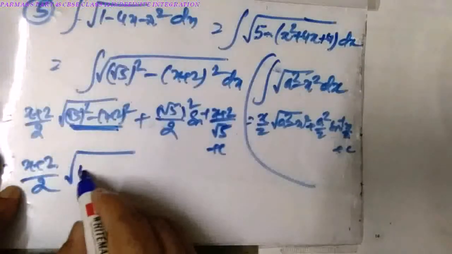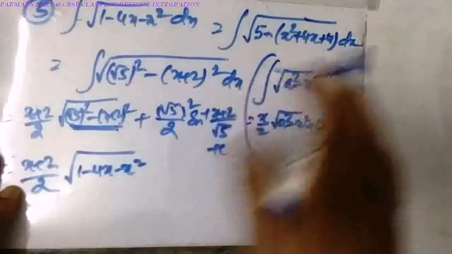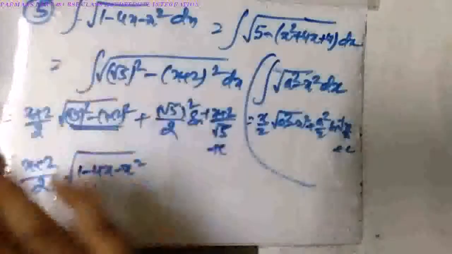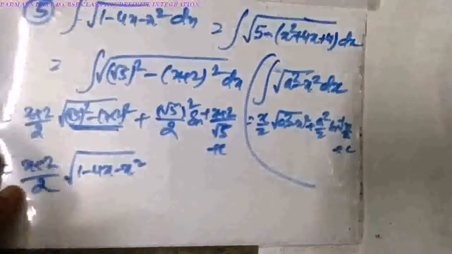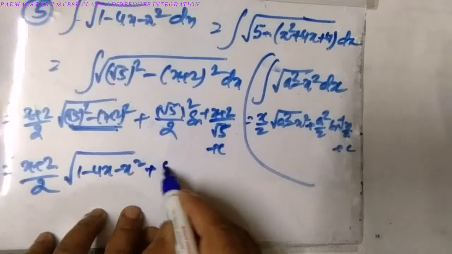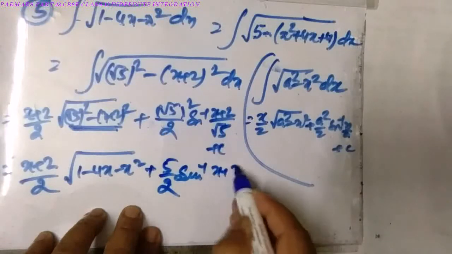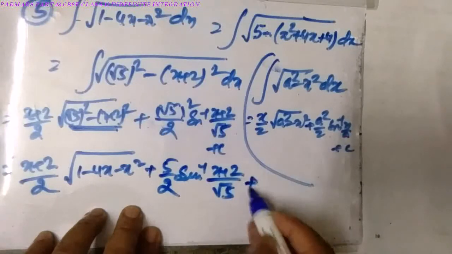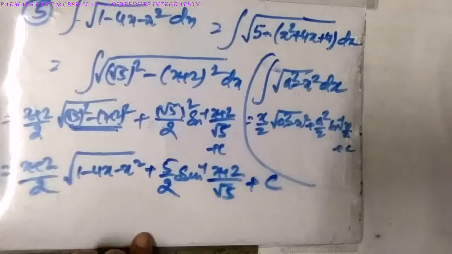4x minus x square. देखिए, अगर इसी कंटेंट को रखकर हमने ये बनाया है और कुछ भी बाहर नहीं निकाला, then write down this one. Sometimes what happens is that we take some coefficient outside, then we have to simplify here. Plus 5 by 2 sine inverse x plus 2 by root 5 and plus c, where c is constant of integration. Am I clear?